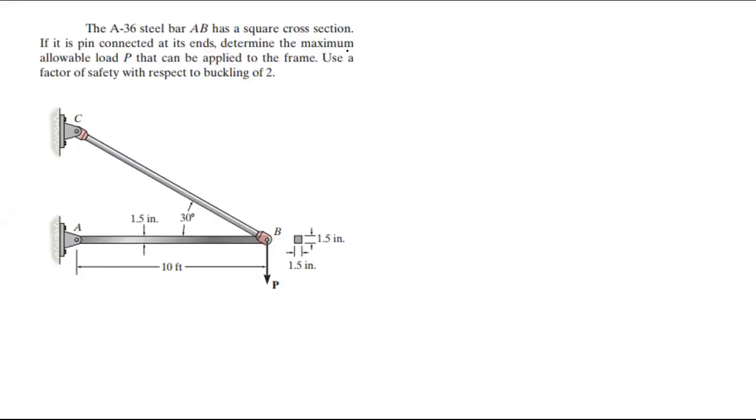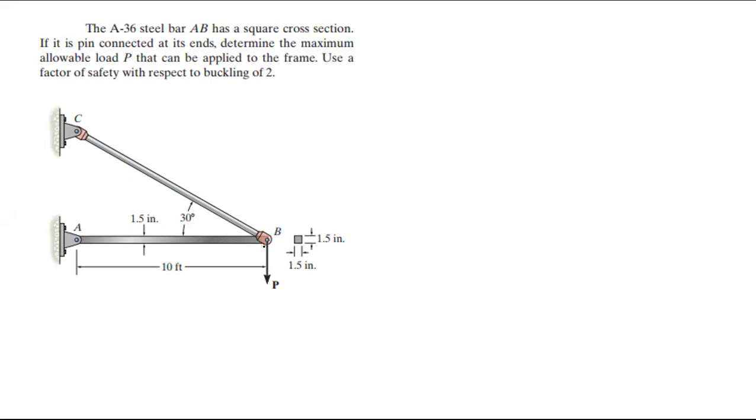So this is our first example. It tells you the A36 steel bar has a square cross section and is pin connected at the ends. Determine the maximum allowable load that can be applied to the frame. It has a factor of safety of 2, right?